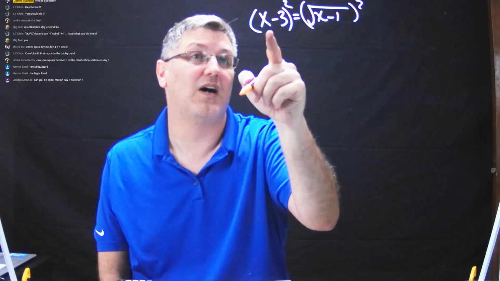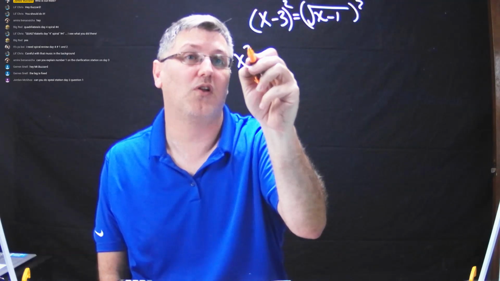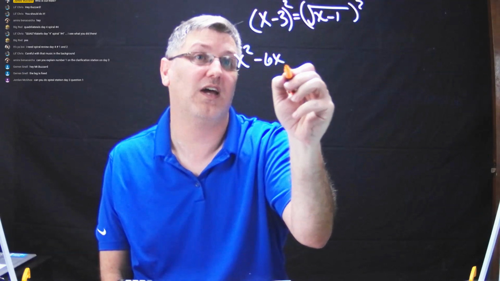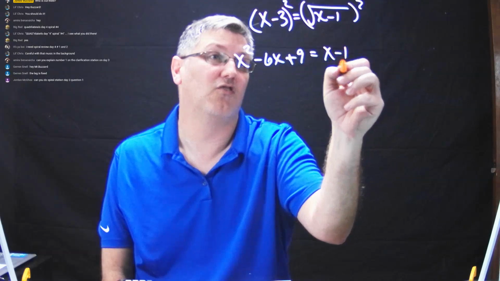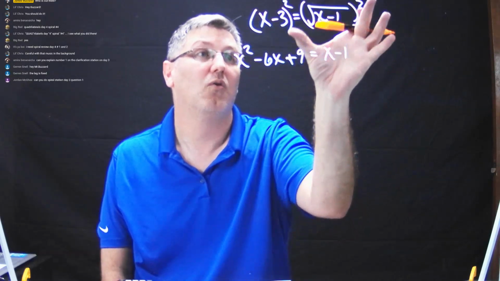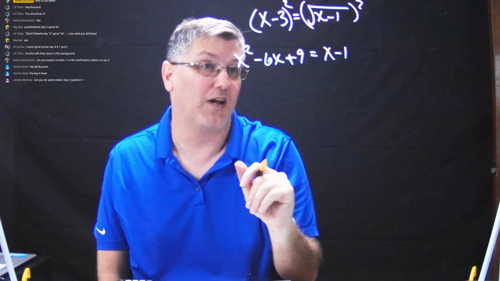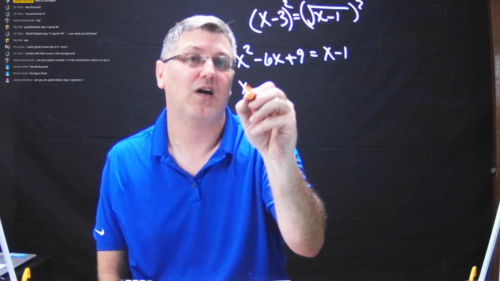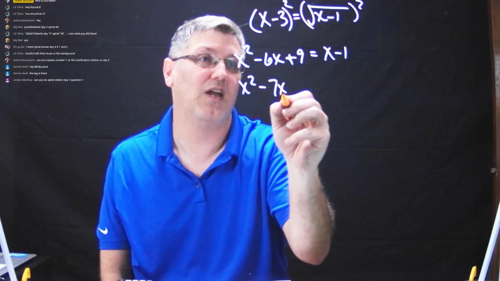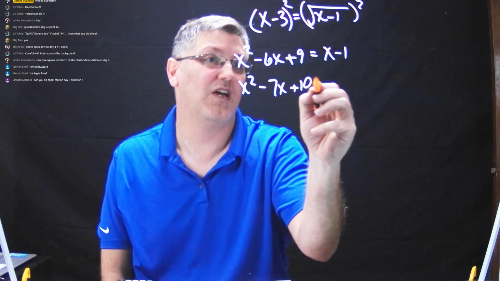When I square both sides, this (x minus 3) squared, when you FOIL it, becomes x squared minus 6x plus 9 equals x minus 1, because the square root and the square, when you multiply those together, you actually get 1 for an exponent. Now we just have a quadratic. We're going to move everything to one side. I'm going to have x squared minus 7x plus 10 equals 0.